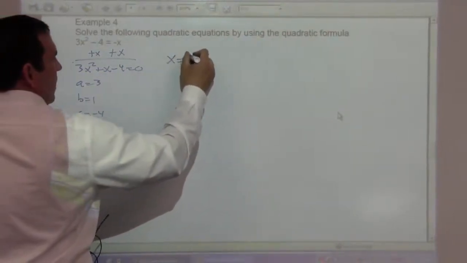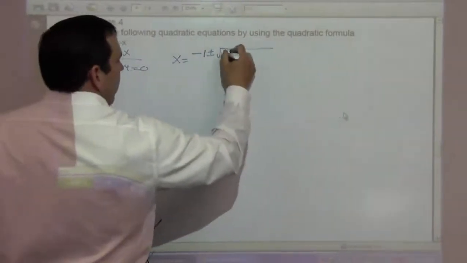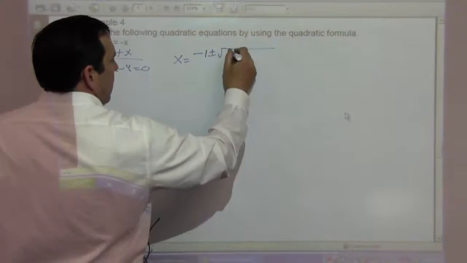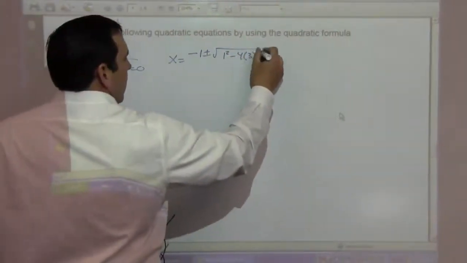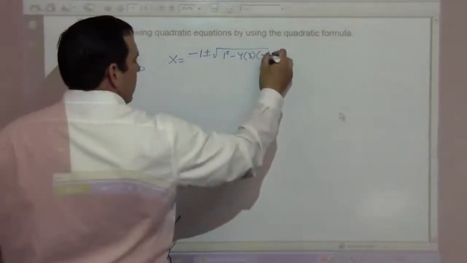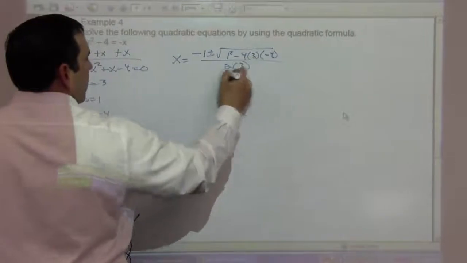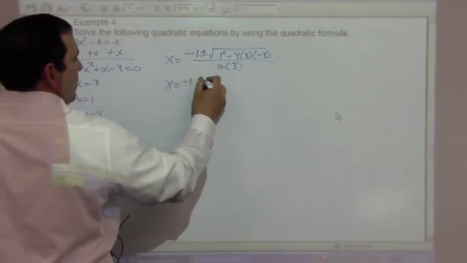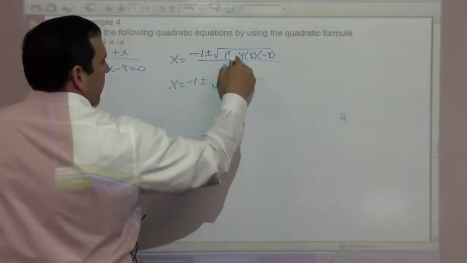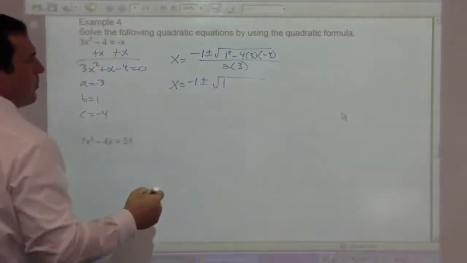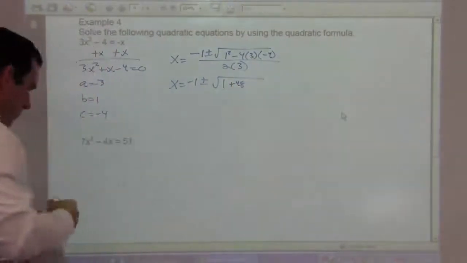So x would be negative of b, that's 1, plus or minus the square root of b squared, 1 squared, minus 4 times our a, which is 3, our c, which is negative 4, all over 2 times our a, which is 3. So x would be negative 1 plus or minus the square root of 1. So negative 4 times 3 is negative 12, times negative 4 is positive 48.